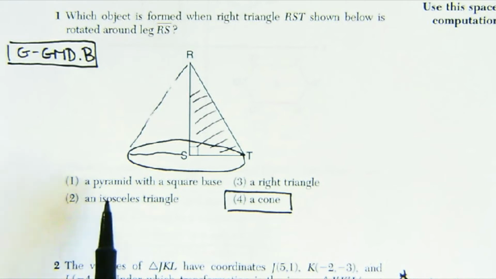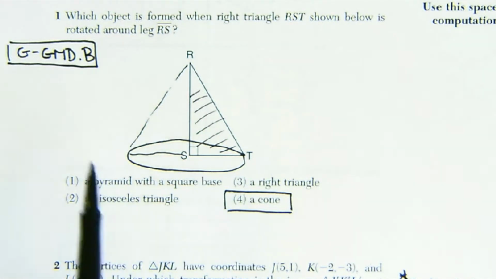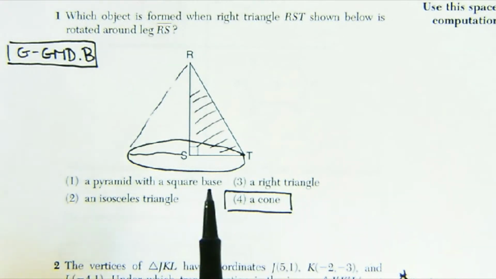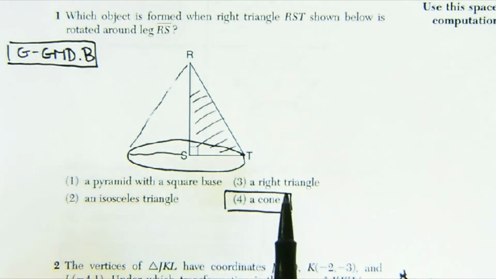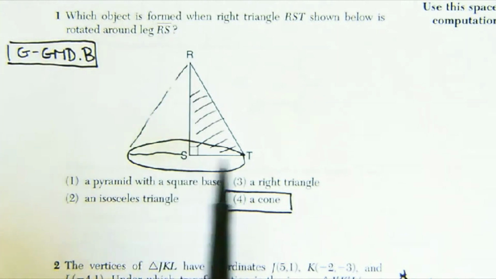Will it be a pyramid with a square base? Now, first of all, when you revolve, you will actually always create circular items, cylinders and spheres and cones and those kinds of things. So that's out of the game. A right triangle is a 2D object. That's out of the game. We make a solid. When you revolve around a leg, you create solids, a 3D object. This is out. It's definitely our cone.